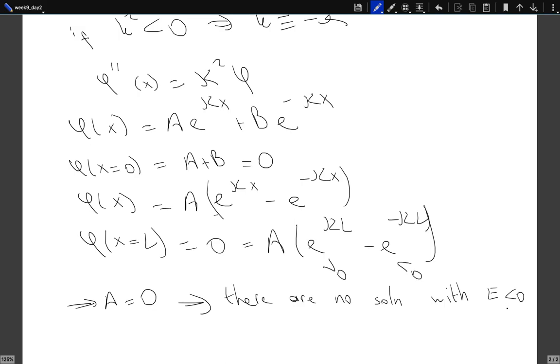Yes? How is E less than 0? E is not less than 0. E to the power minus kappa L is less than 0. If the E is some number like 2, 2 to the power, let's say, minus 1 is 1 over, oh, sorry, not less than 0, 1. Sorry, you're right. This is definitely larger than 1. This is definitely less than 1. So the difference can never be 0.